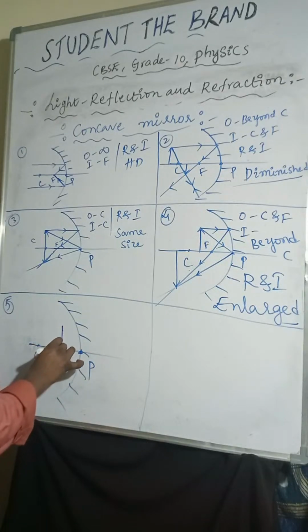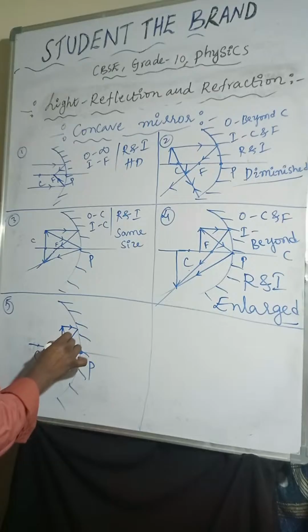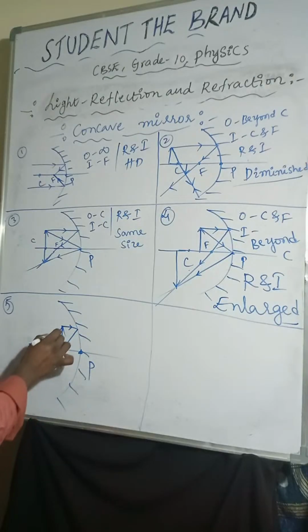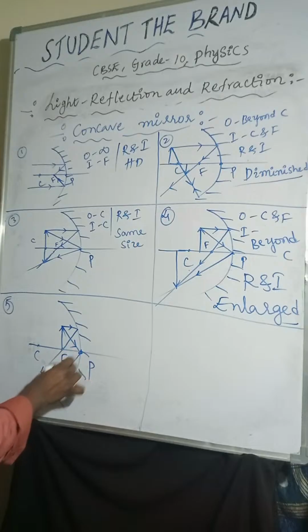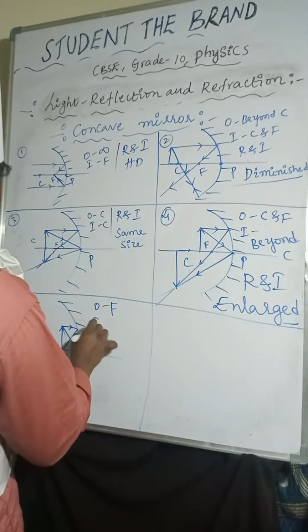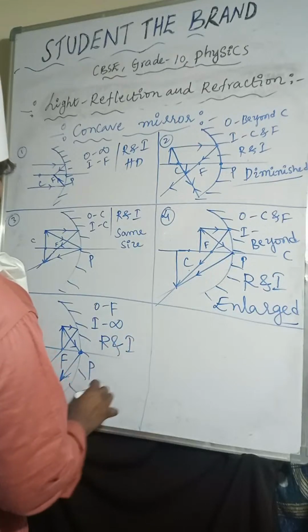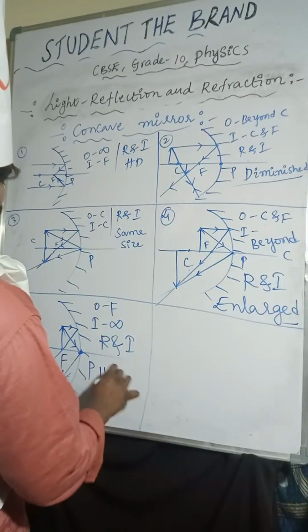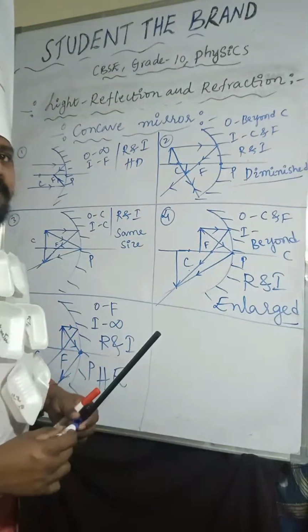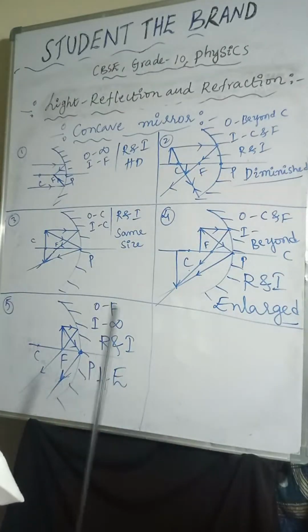Object is placed at focus. How is it possible? Object is placed at focus. Okay, image is formed at infinity. Nature of the image is real and inverted. And size of the image is highly enlarged.